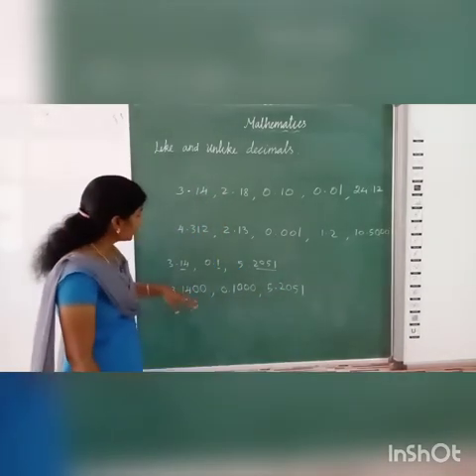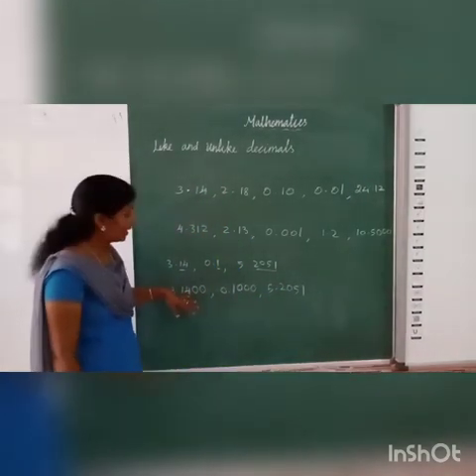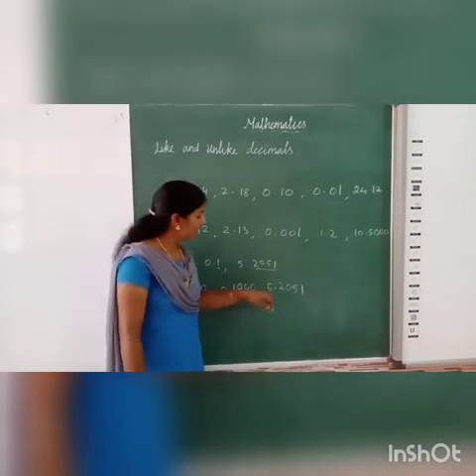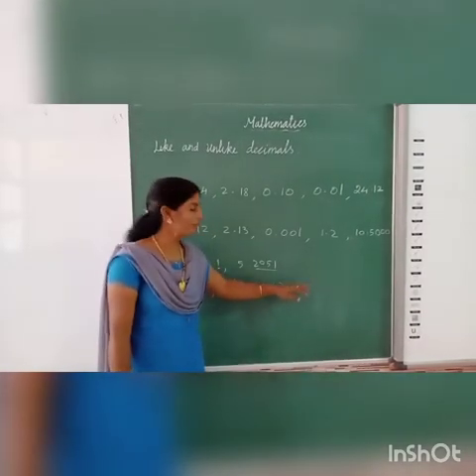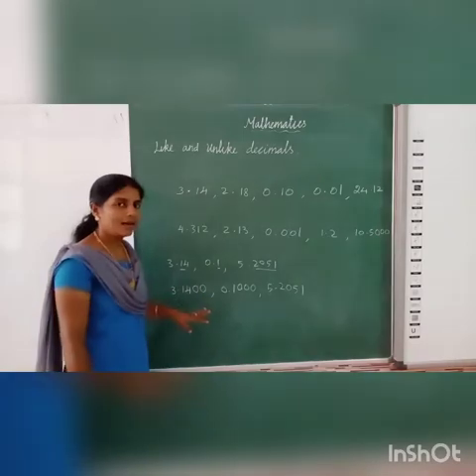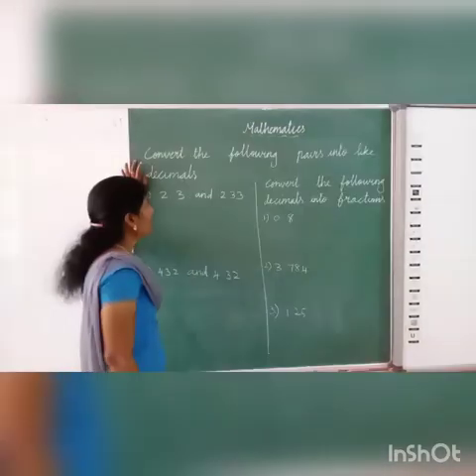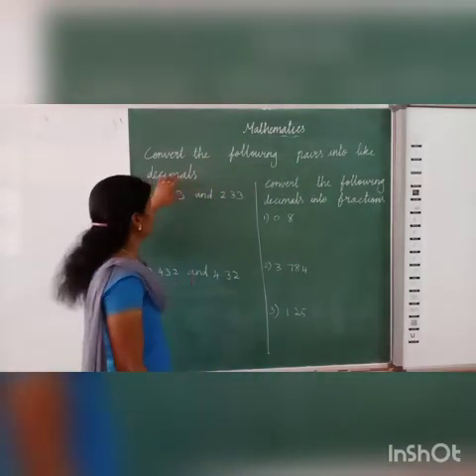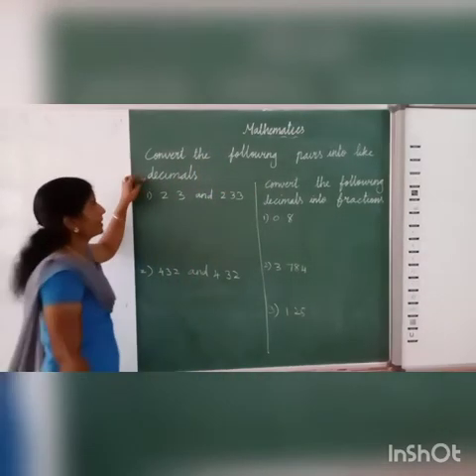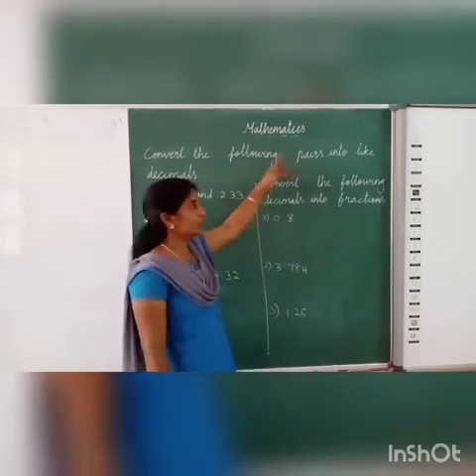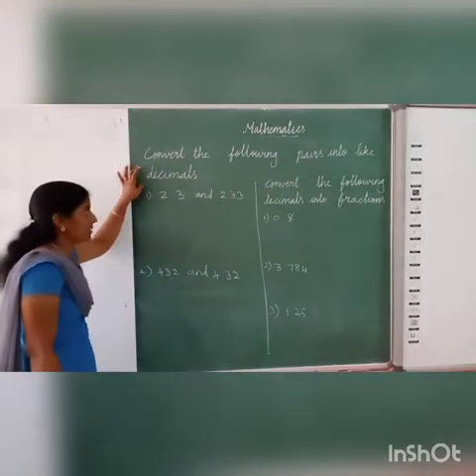Now listen. Here after the point 4 digits. After the point 4 digits. Here after the point 4 digits. So we can say these are all like decimals. Understand like and unlike decimals? Convert the following pairs into like decimals.